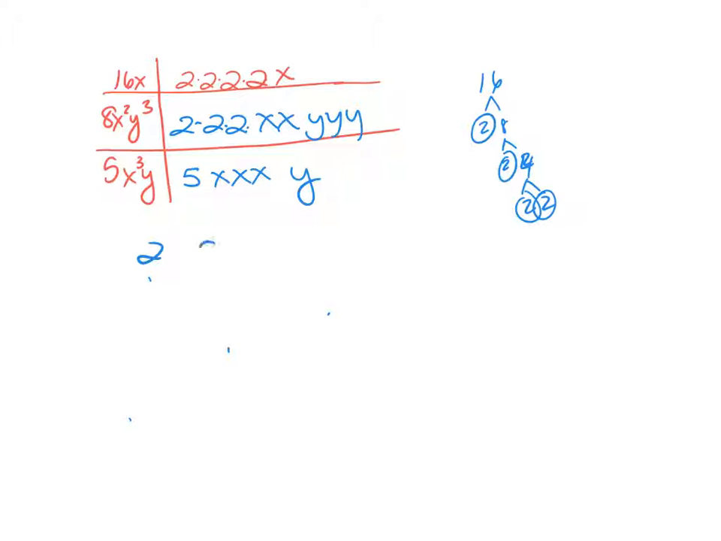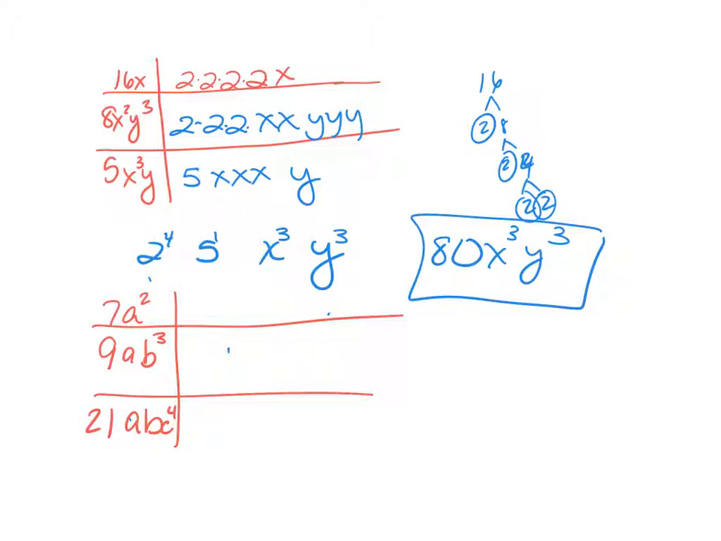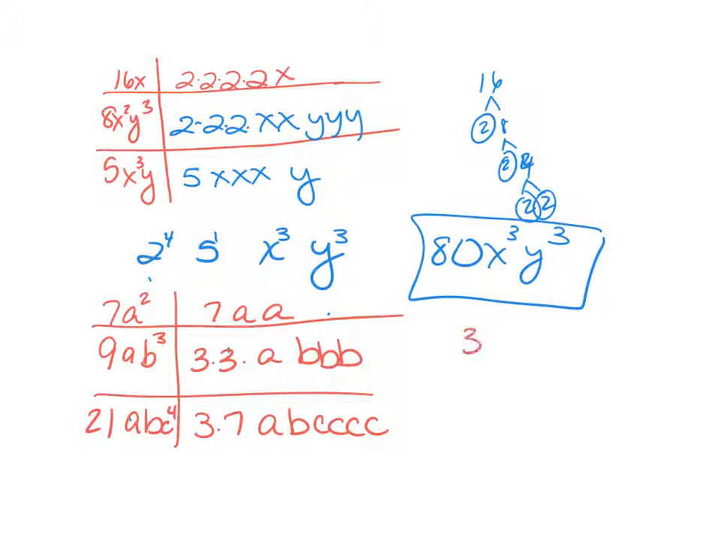2s, 5s, x's, and y's. What's the most amount of 2s you see? 5. So I'm going to start factoring this, and this is going to be 7 times a times a. And this is going to be 3 times 3 times a times b times b times b. And this is 3 times 7 times a times b, and then 4 c's. So then I have 3's, 7's, a's, b's, and c's.